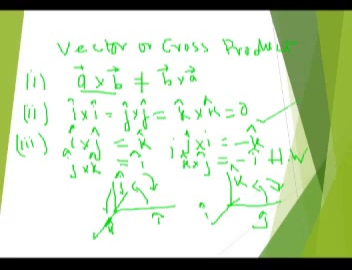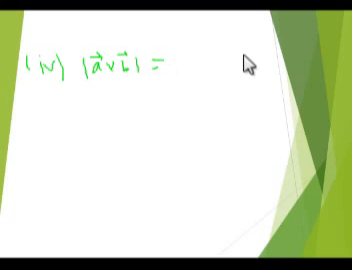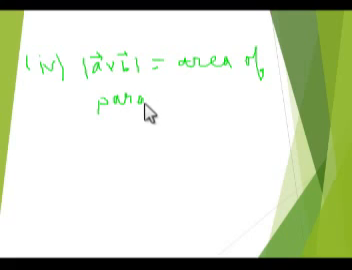Now one more property. Always remember this: the modulus of the cross product of two vectors, A vector and B vector, always shows the area of a parallelogram whose adjacent sides are A vector and B vector.